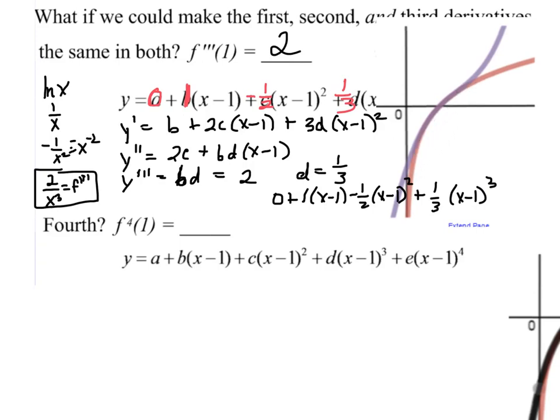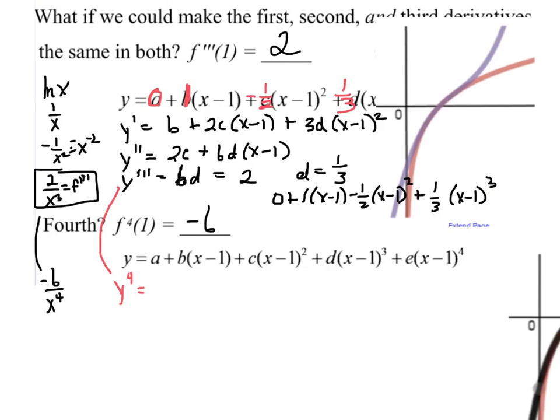Okay? Now, what if I went to the fourth derivative? Well, the fourth derivative of the function would be negative 6 over x to the fourth. So its value at 1 would be negative 6. The fourth derivative of the polynomial, well, what we'd have to do, of course, is add a term. And you can see I did that here.